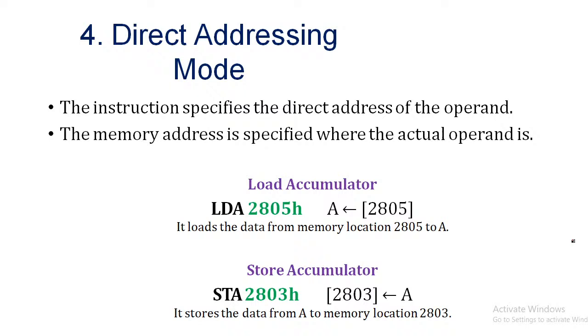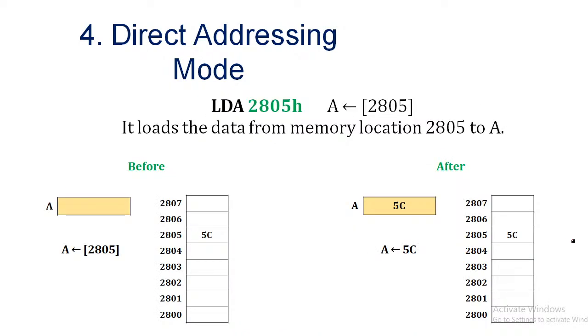So let's have some example here. This is a bit of a brush up. Before execution you have this. The location 2805 is containing 5C. Load accumulator: whatever is the content of 2805 will be given to the accumulator. So you are loading the accumulator with the content of 2805.